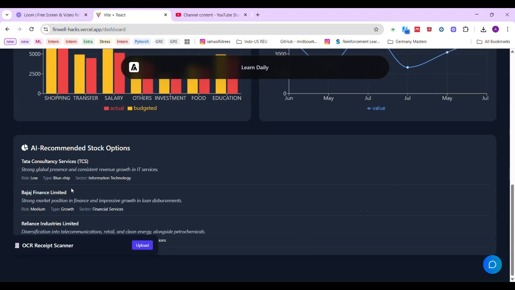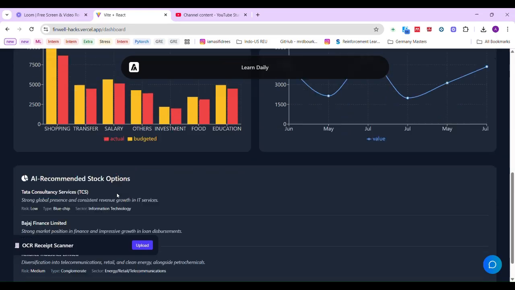Okay. What we have done here is AI recommended stock options. This is specifically for those who are interested in investing. We have used an API key and we pull the best stocks and show them here for the person to check out, and even provide the risk, the type of stock it is, and the sector it belongs to. Then the person can look at this and make a wise, informed decision about their investment opportunities.